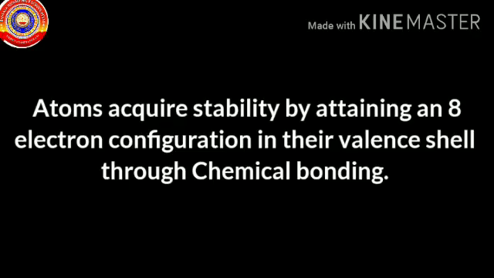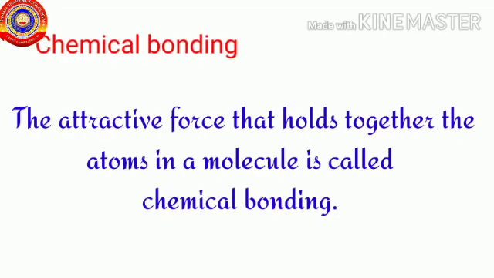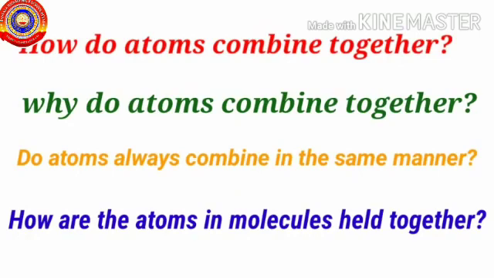So atoms acquire stability by attaining an 8-electron configuration in their valence shell through chemical bonding. So what is a chemical bonding? The attractive force that holds together the atoms in a molecule is called chemical bonding. So now you got the answer for my 3 questions. Initially I told you how do atoms combine together. Atoms combine by this chemical bonding.